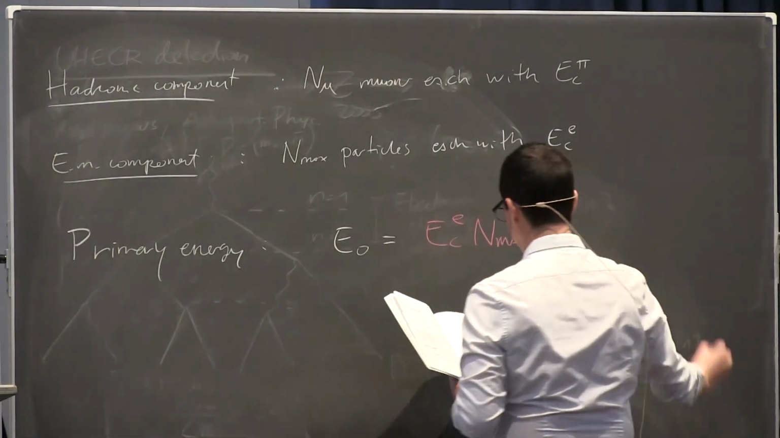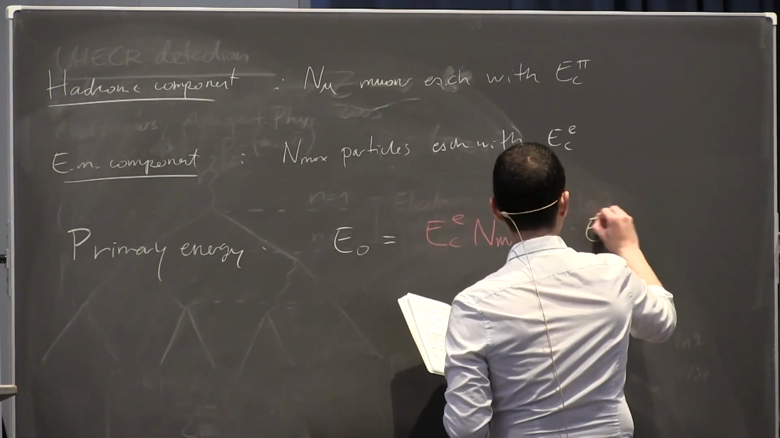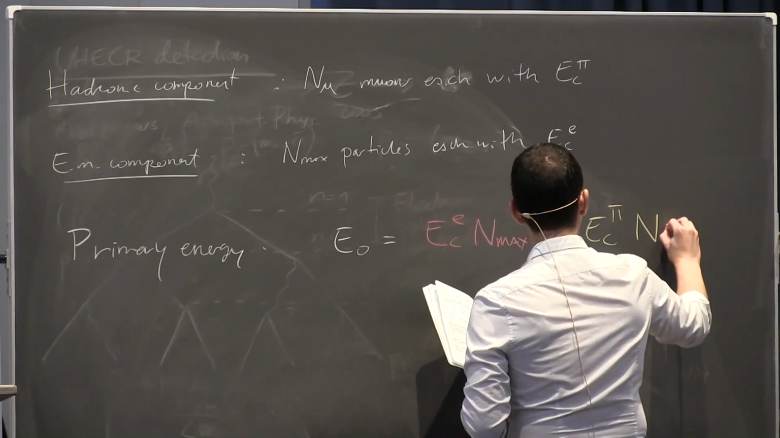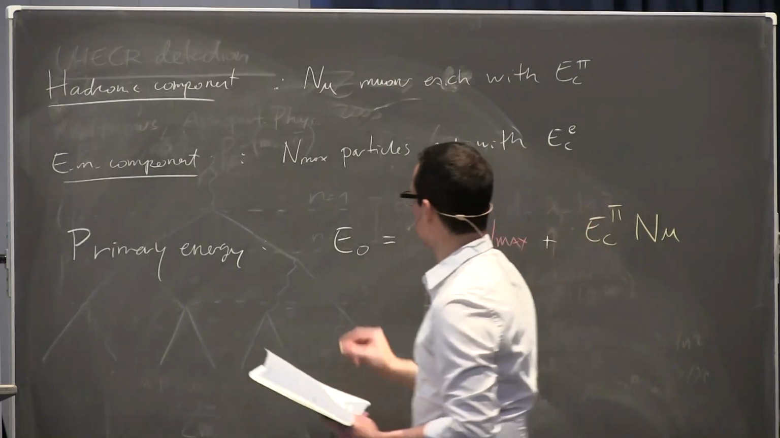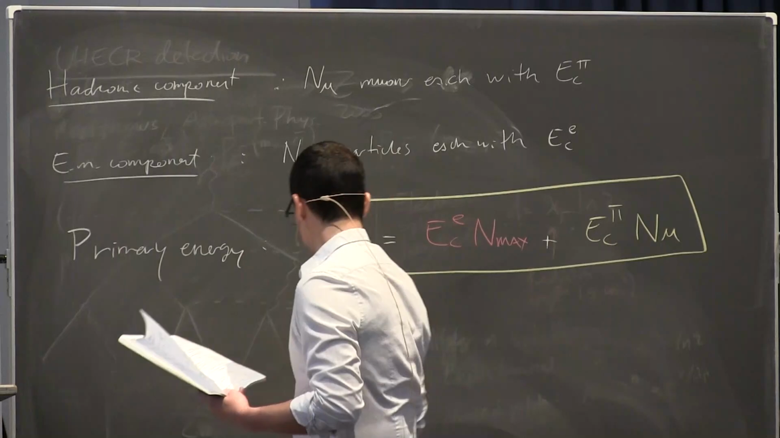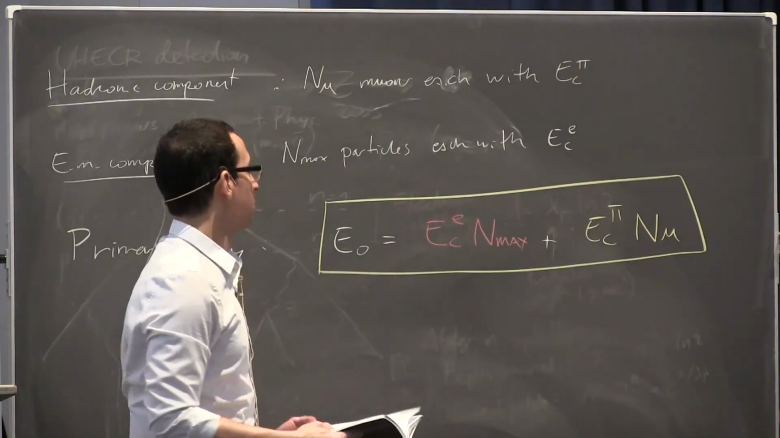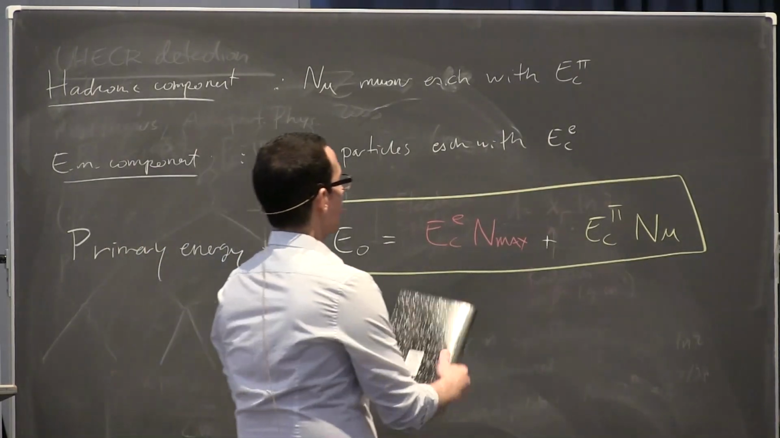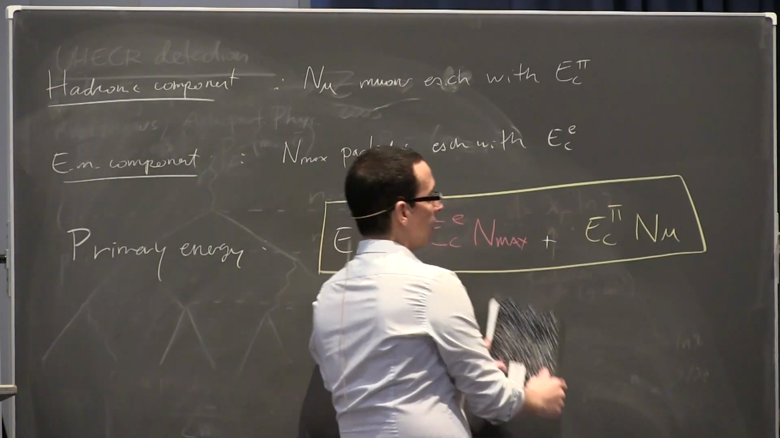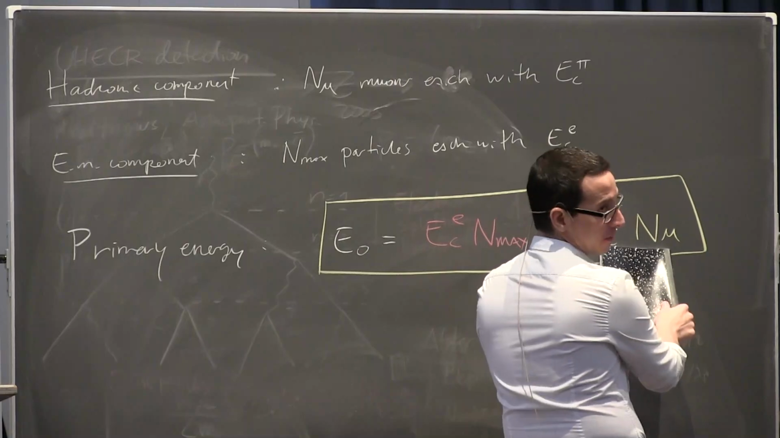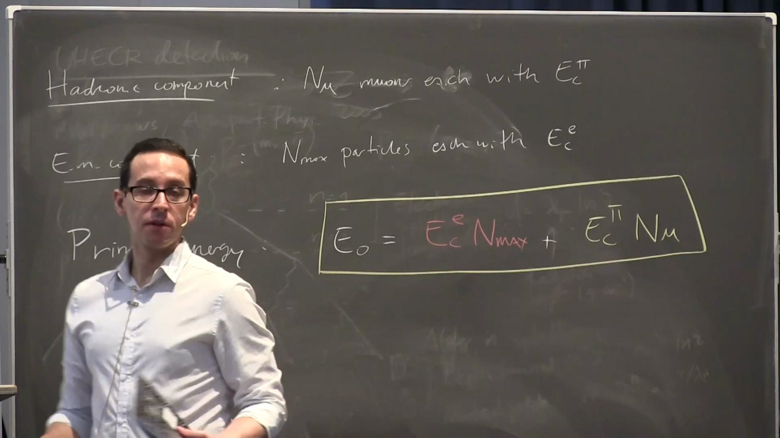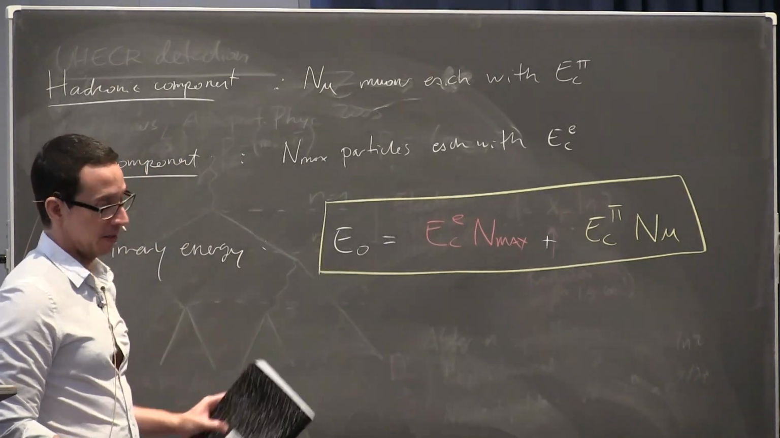Plus the hadronic part. Okay, so this is the main result. And what this is telling us is what I just said in words a little bit ago. You need to measure the amount of light, so the amount of energy in the electromagnetic part, and the number of muons, which corresponds to the hadronic part. And adding those two will give you the initial proton energy.